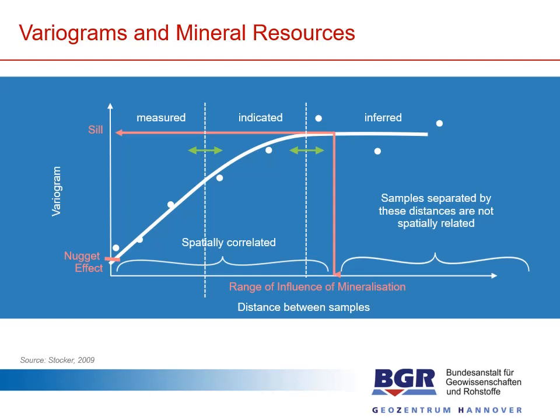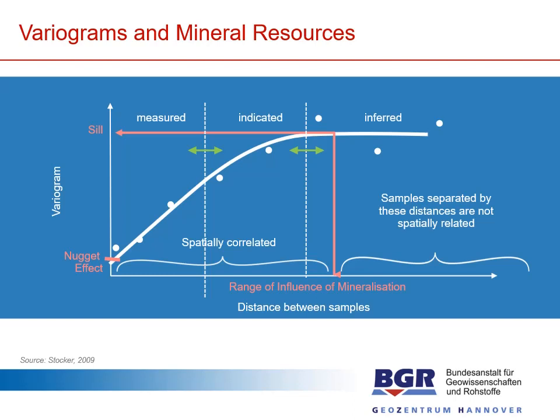The samples on the right-hand side, separated by these distances, are not spatially related. On the left-hand side, the samples are spatially correlated. There is a correlation of one sample to the other, and the lower the variability, the lower the value of the variogram, the higher the geological information you have of your mineral deposit.